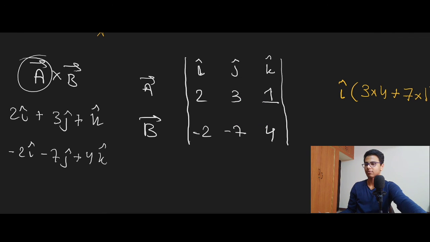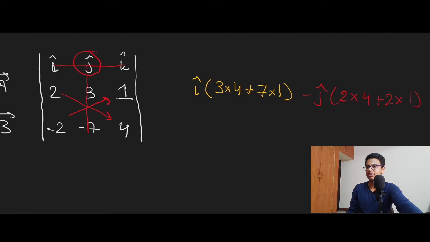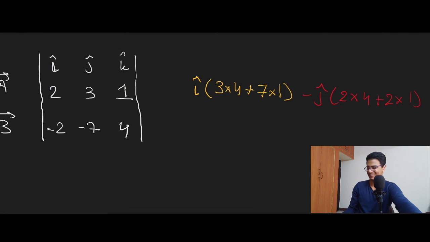All right. Now, what we're going to do is we move on to J. Once you move on to J, remove this row, remove this column. Now, multiply this, subtract a multiplication of this. What that means is over here, make sure you put minus j cap, and you have 2 into 4. Now minus minus becomes plus, so plus 2 into 1. Right. Now again. Wow, that was so quick.